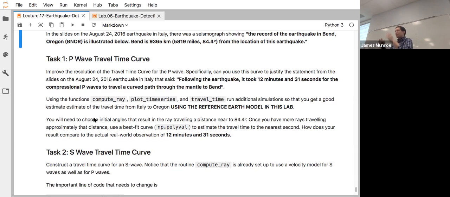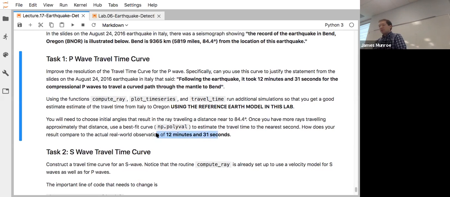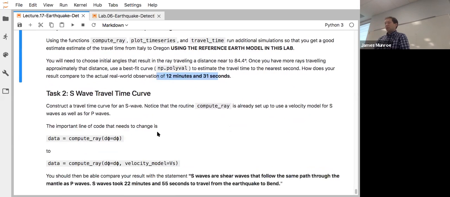How long does it take a P wave to travel a distance of 84.4 degrees? And then we can compare that to the observed value, or the one reported in the literature, of 12 minutes and 31 seconds. And then we're going to do it for S waves all the way through.